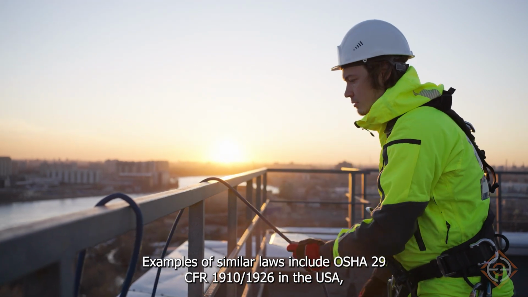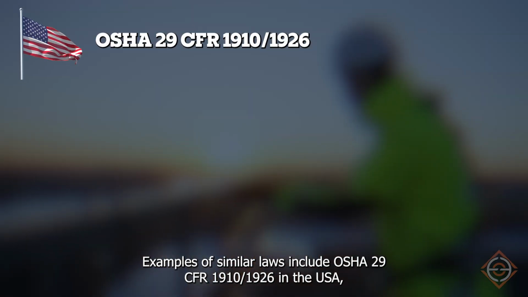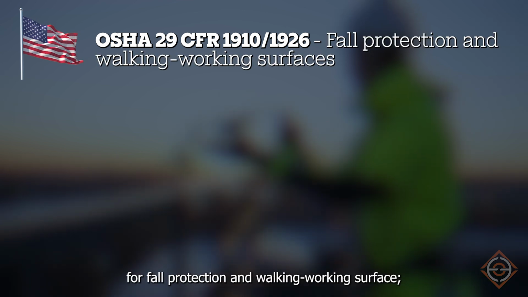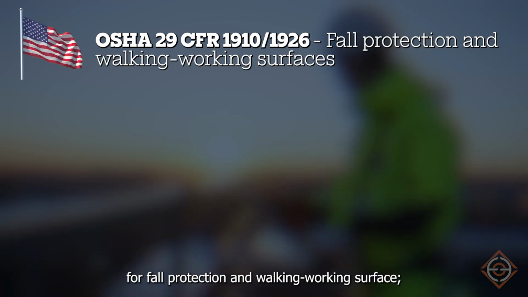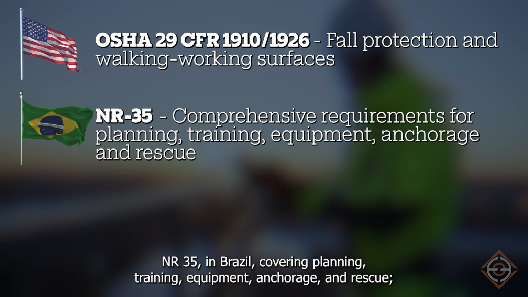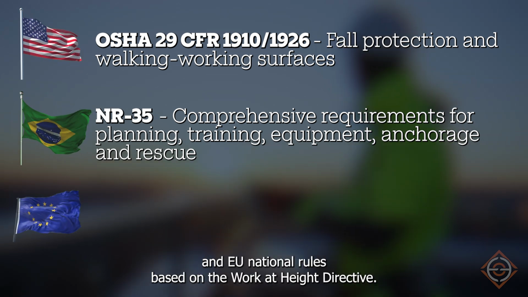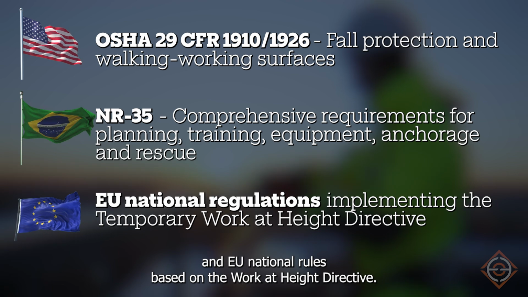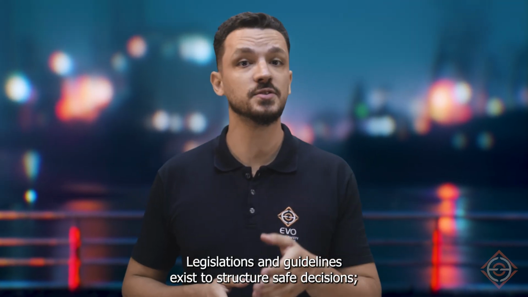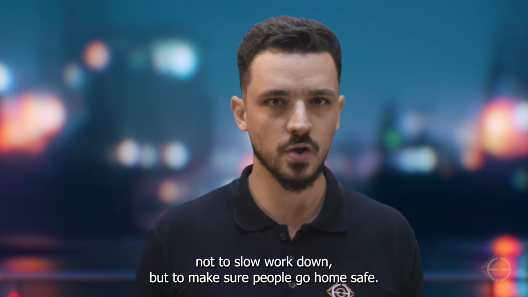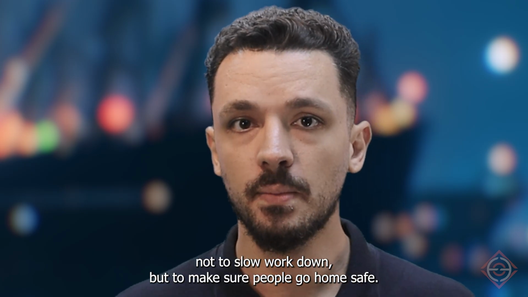Examples of similar laws include OSHA 29 CFR 1910-1926 in the USA for fall protection and walking-working surfaces, and R35 in Brazil covering planning, training, equipment, anchorage, and rescue, and EU national rules based on the OWAHET directive. Legislation and guidelines exist to structure safe decisions, not to slow work down, but to make sure people go home safe.